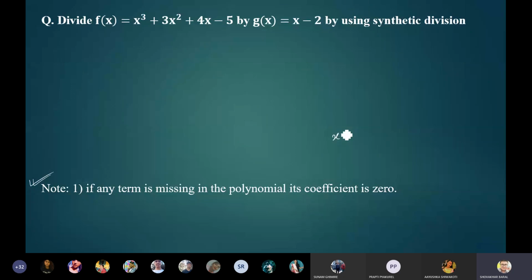Like suppose x cube minus 1 is there. Then while writing the coefficients, you need to write x cube, x square, x and constant, isn't it? So the coefficient of x cube is 1 here, x square is 0, coefficient of x is also 0, and the constant is minus 1. So you need to write in this order. Okay, even if the terms are missing, you need to include the coefficient.